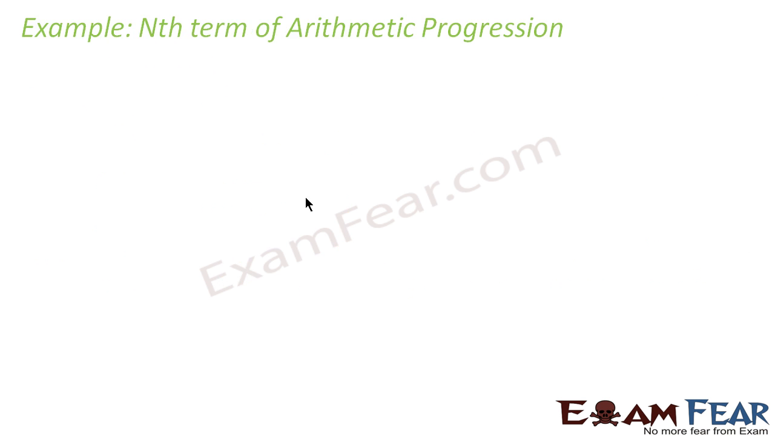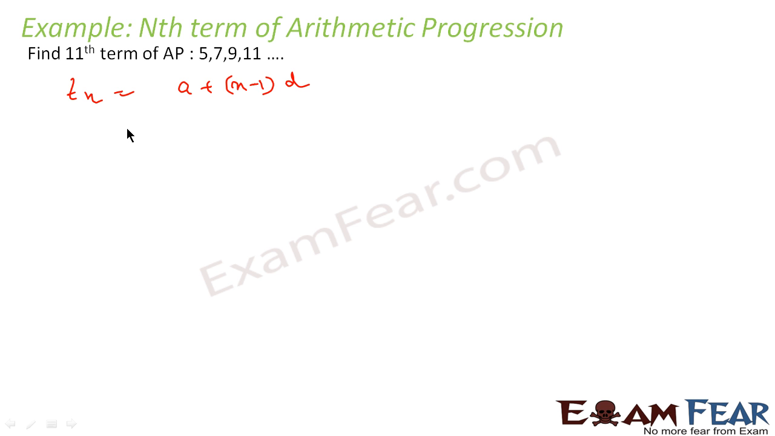Please remember this formula. Let's take some examples to clear our concept. We are supposed to find the 11th term of the AP 5, 7, 9. To start with, we know that Tn is nothing but a plus (n minus 1)d. So T11 is nothing but a plus (11 minus 1)d, that is nothing but a plus 10d.